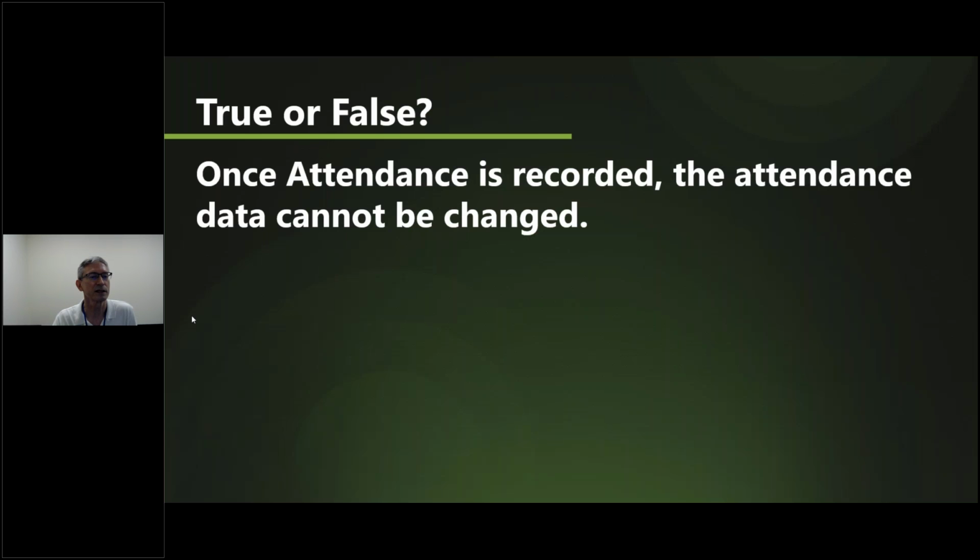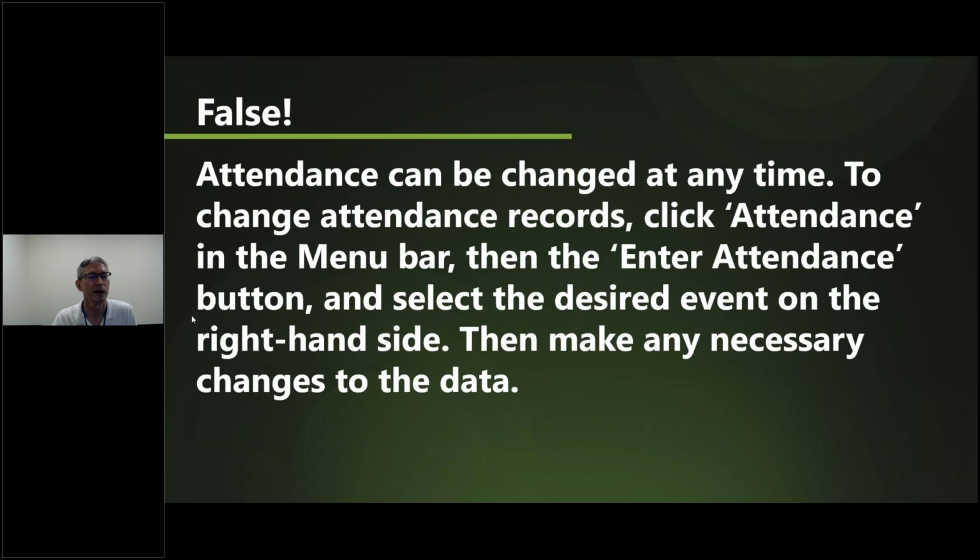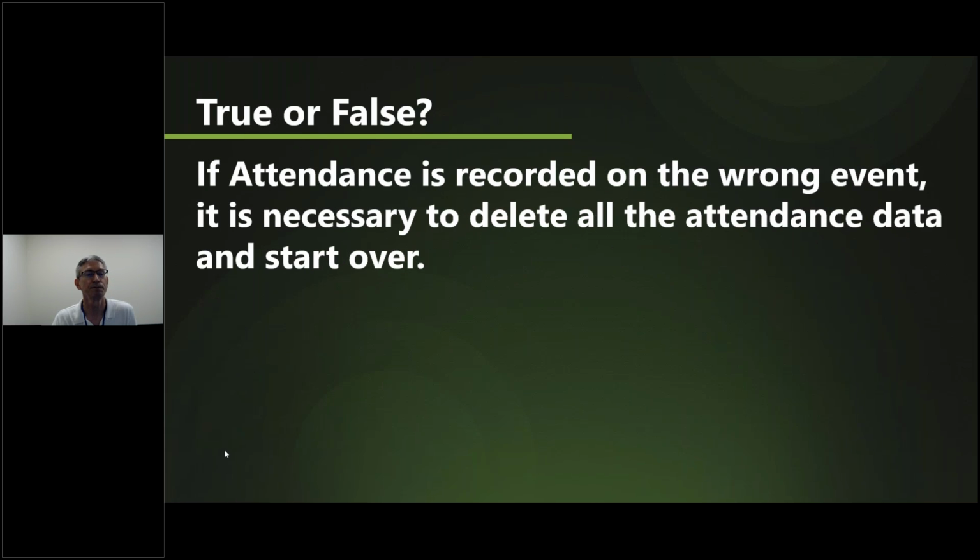So that is correct. Attendance can be changed at any time. To change the attendance records, you just click on the attendance view in the menu bar. Then you click on that enter attendance button. That will get you into the attendance entry screen. And then you select the desired event on the right-hand side in that column. And then you're able to make any change, uncheck a name that you've checked, or if someone needed to be added, just click on their name and it will edit that attendance for the day. Very good. Let's go on to the next question.